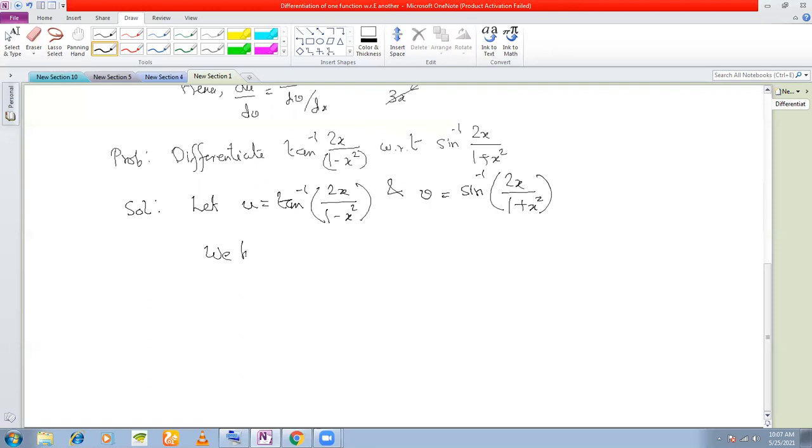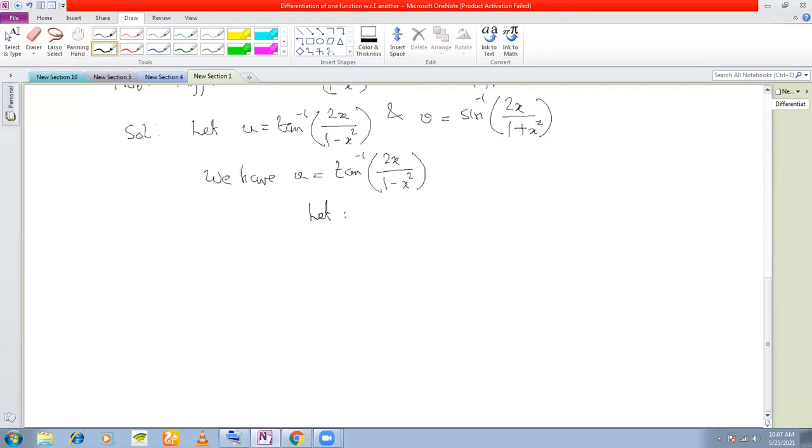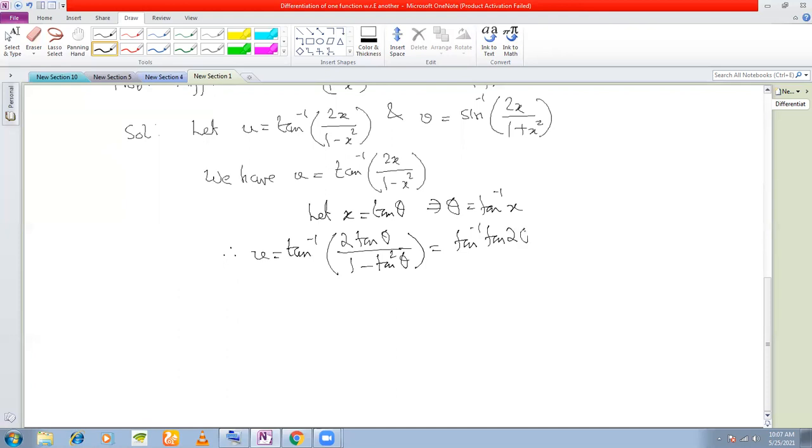So we start with u. We'll have to find du/dx first. We have u equal to tan inverse 2x by 1 minus x square. We'll do this by trigonometric substitution. Let x be equal to tan theta, that means theta is equal to tan inverse x. Therefore u is equal to tan inverse of 2 tan theta by 1 minus tan square theta, which is tan inverse tan 2 theta, which is equal to 2 theta, and theta is tan inverse x.